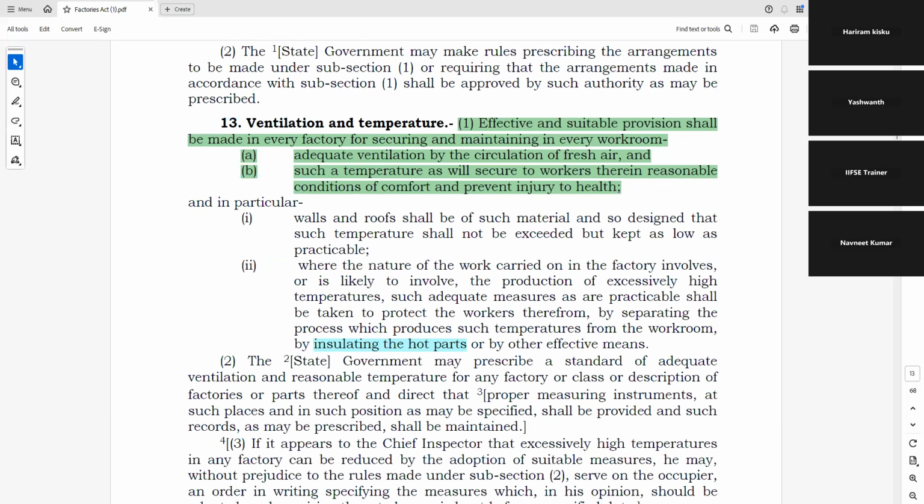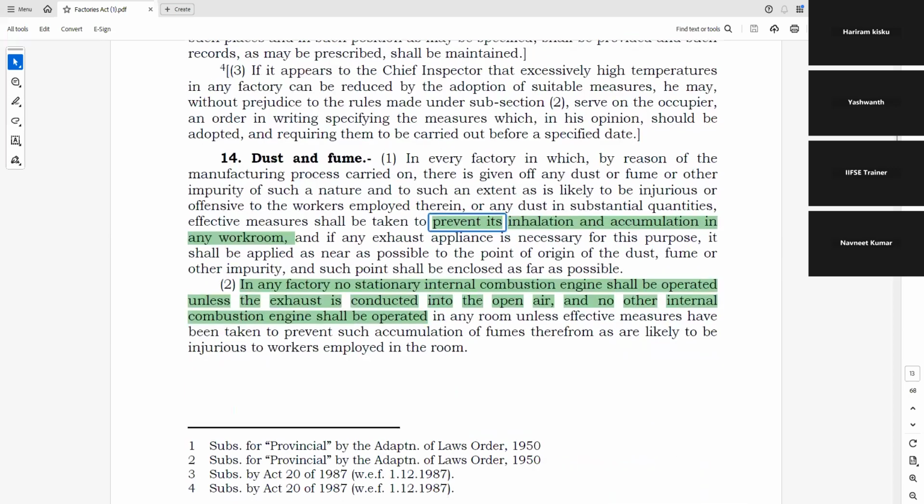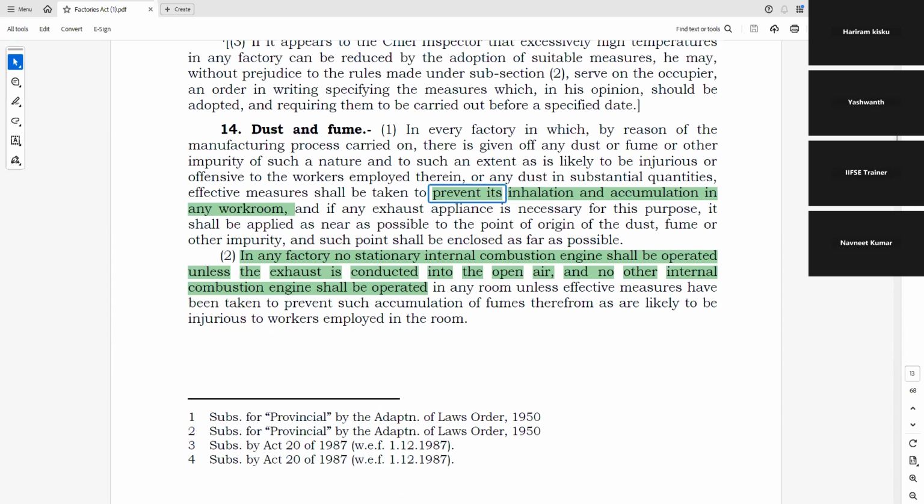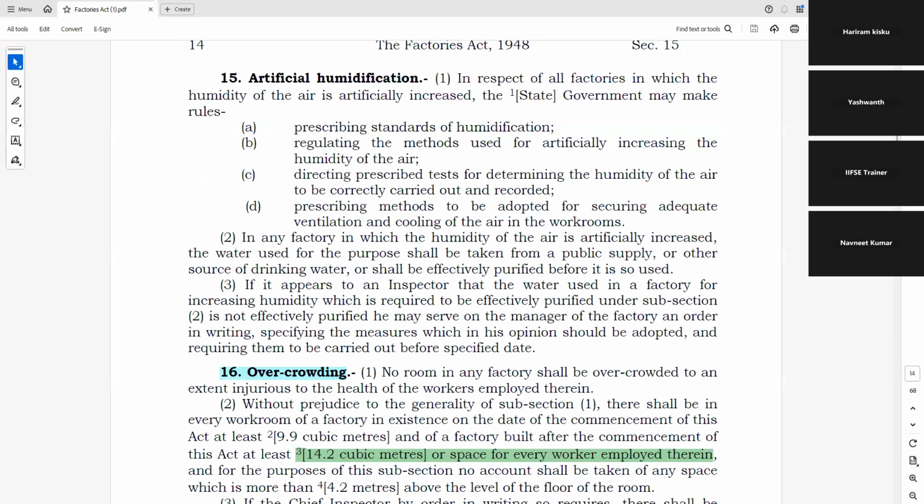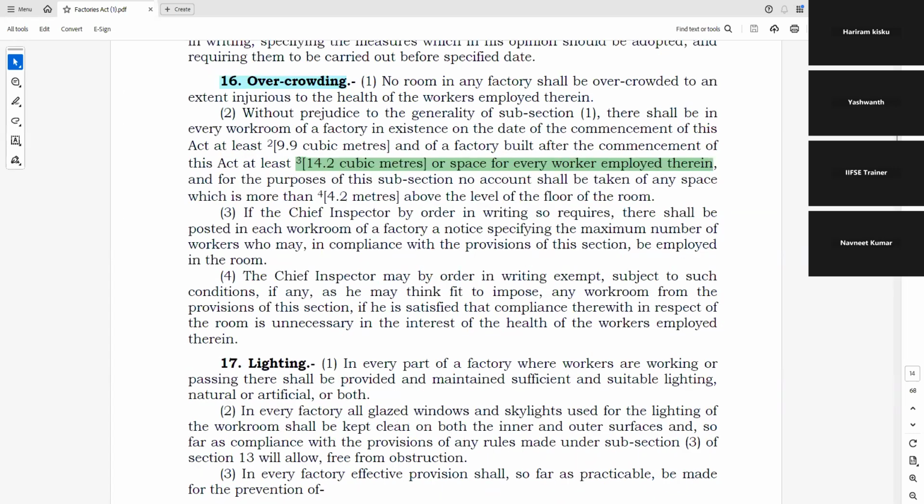Then we talked about ventilation and temperature. Here we need to maintain proper ventilation and temperature within the premises so that it cannot give any health effects to the people. Then dust and fumes. Here also the occupier or the manager has to make suitable arrangements to take out the fumes or dust which is generated within the facility. Then we also talked about artificial humidification. Then we talked about overcrowding. A minimum of 14.2 cubic meters of space should be available for each employee.